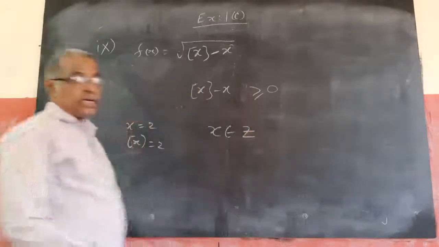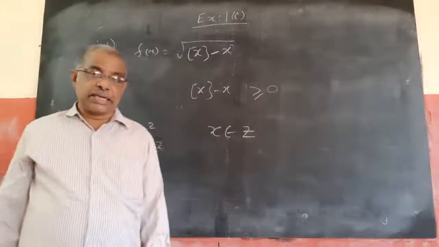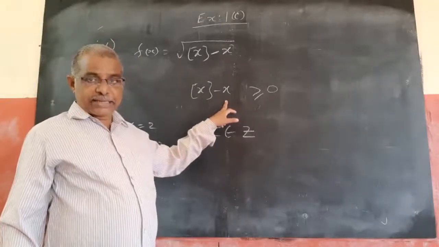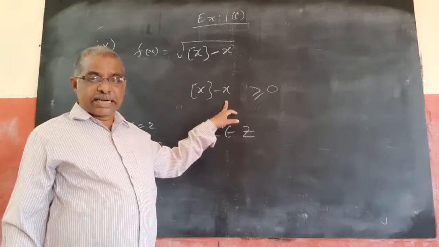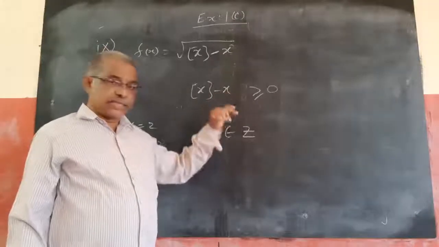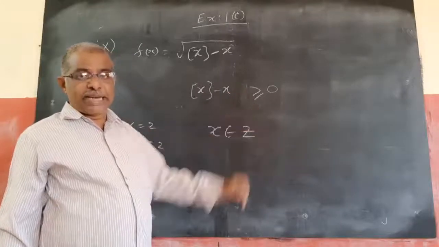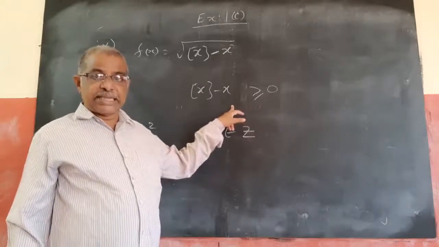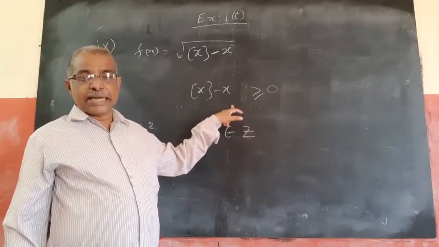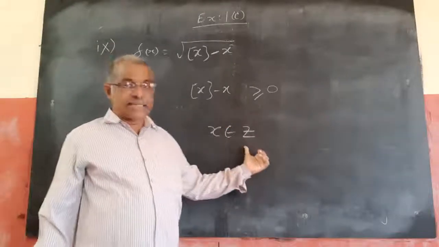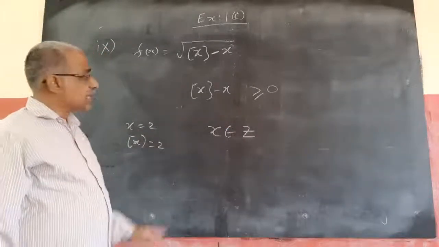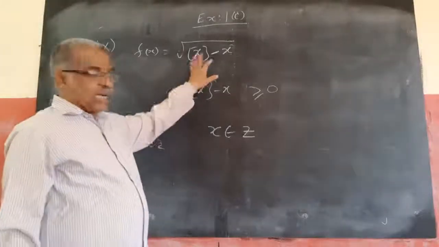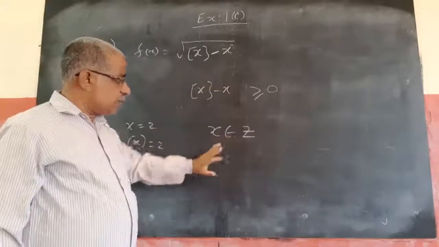Whether it is a negative integer or a positive integer, step x minus x is 0. For integers it is 0, so it is defined only there. The remaining values are not defined because it is less than 0. Step x minus x is always less than 0 if x is not an integer. So the only possibility is that x is an integer, and then it can be defined because it can be 0. So simply, the domain is the set of integers.